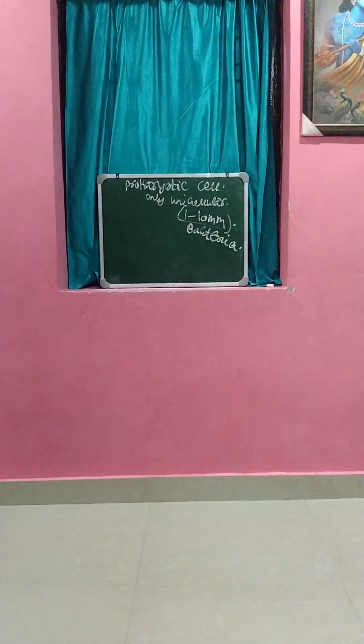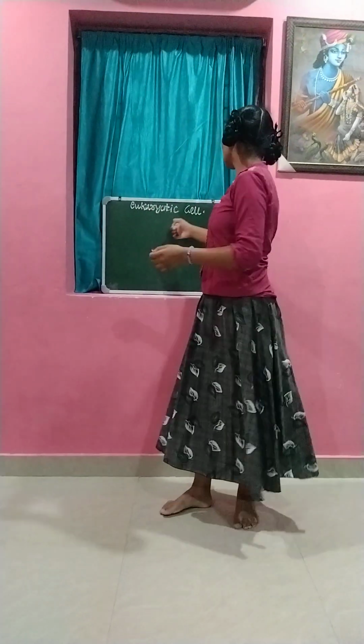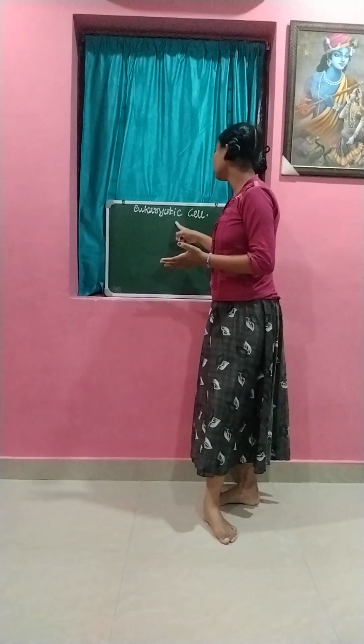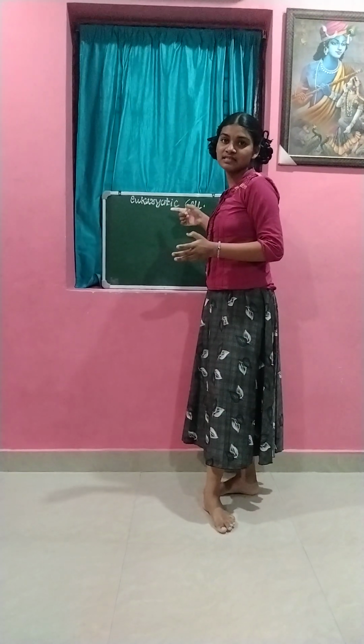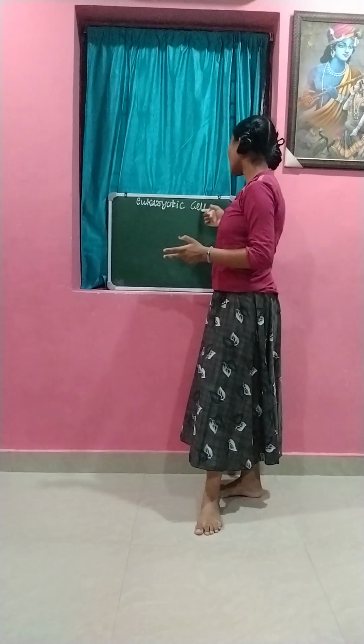Okay, now we are going to discuss eukaryotic cell. What do you mean by eukaryotic cell? It is the opposite of prokaryotic cell. Eukaryotic cell is always unicellular and multicellular, and comparatively large in size. Examples of eukaryotic cell are plant cell and animal cell.